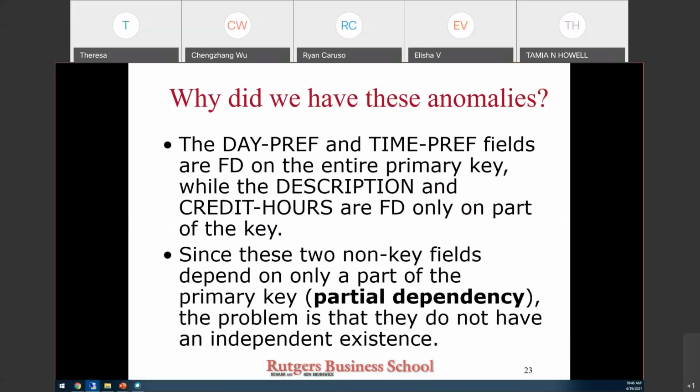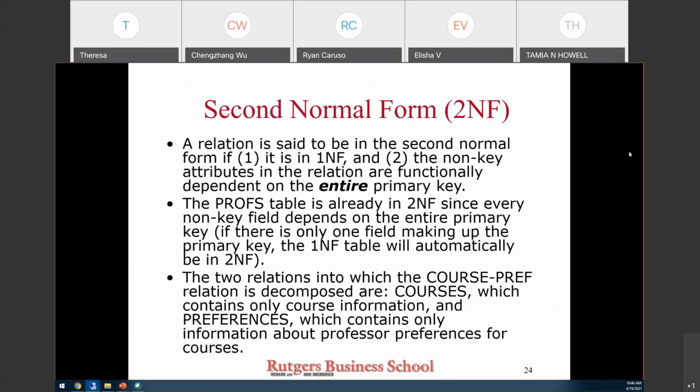Next, I'm going to introduce second normal form. What is second normal form? A relation is said to be in second normal form if, first, it is in first normal form, and second, the non-key attributes in the relation are functionally dependent on the entire primary key.